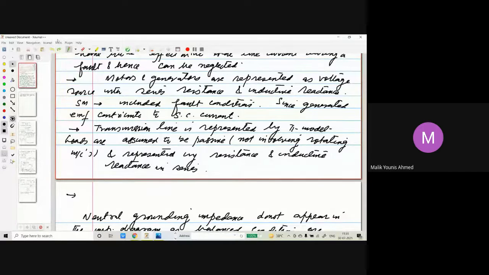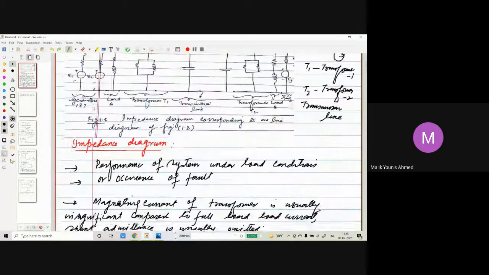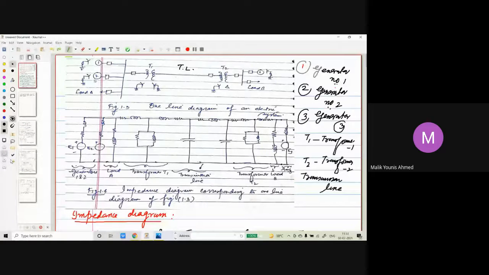Okay, so this is the diagram. You can have a look. See what we have done here. This is the actual system. For this system, we are drawing the impedance diagram. This is a one line diagram, and this is the impedance diagram. Generator number 1 is represented by a voltage source, series resistance and reactance. Generator number 2, because all the three are parallel, this is a bus bar, is again represented by a voltage source, series resistance and inductive reactance.